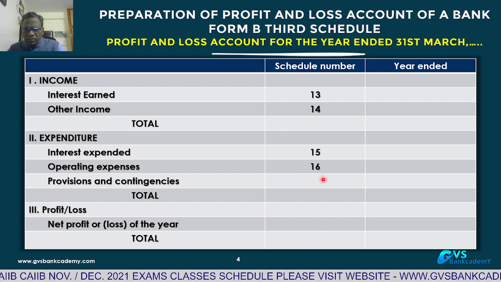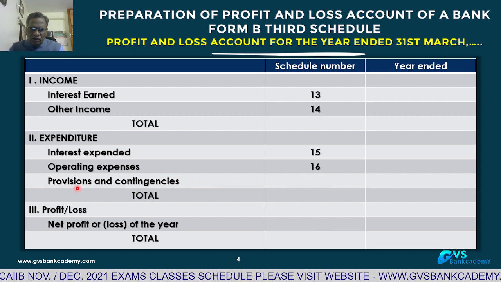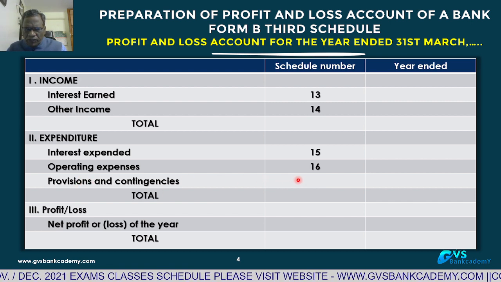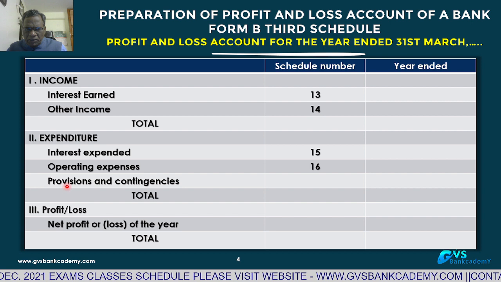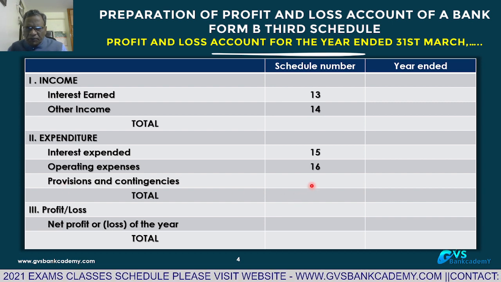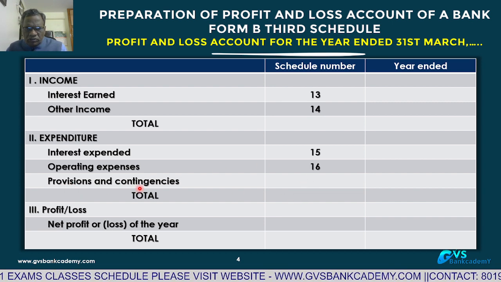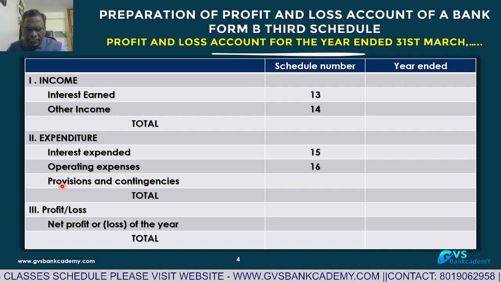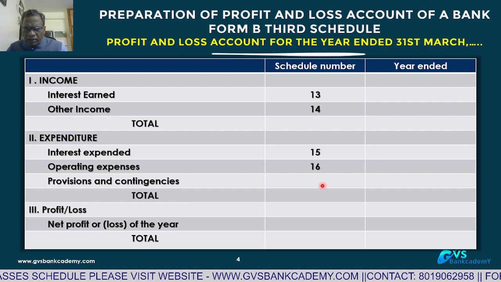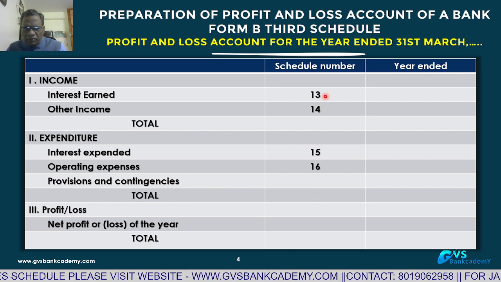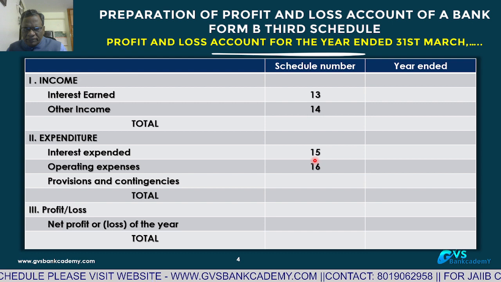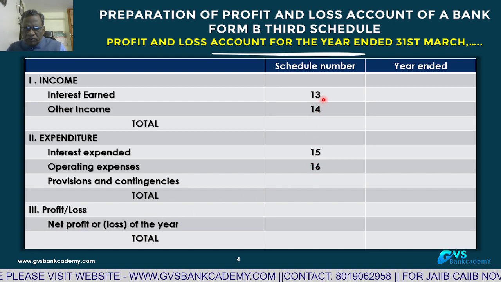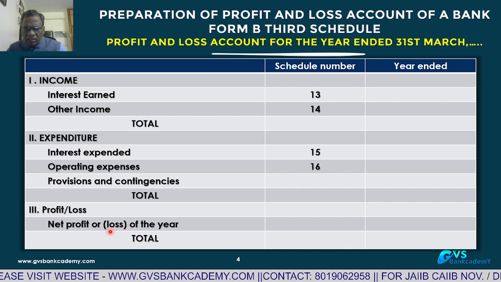And provisions and contingencies. What are the provisions we are providing? That also you have to deduct separately. Provisions are also part of expenditure. Provisions means debit P&L, credit the respective head. That's why provisions and contingencies also we are debiting to the P&L nominal account. That is an expenditure. After that, if income is more and expenditure is less, the bank will get profit, or if expenditure is more and income is less, the bank will incur loss.